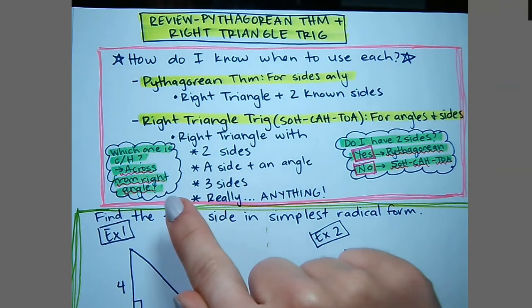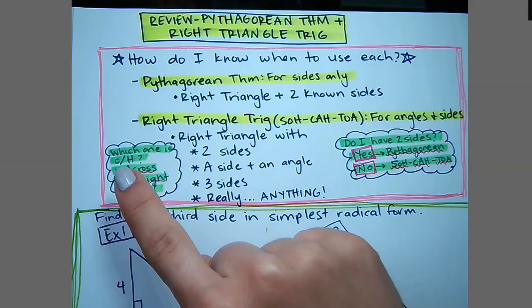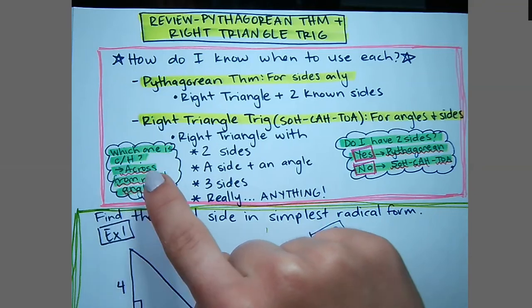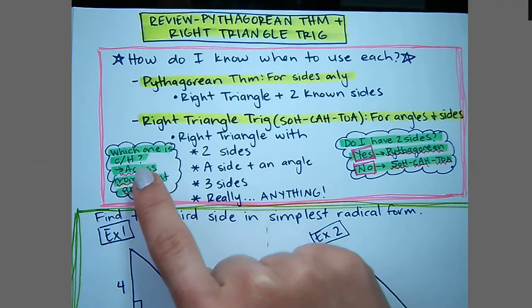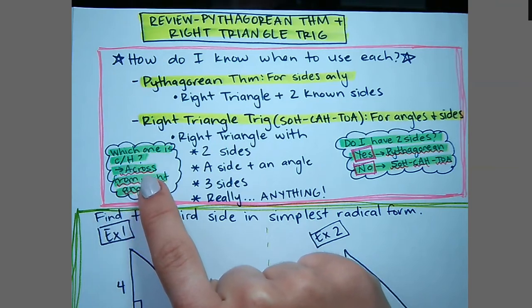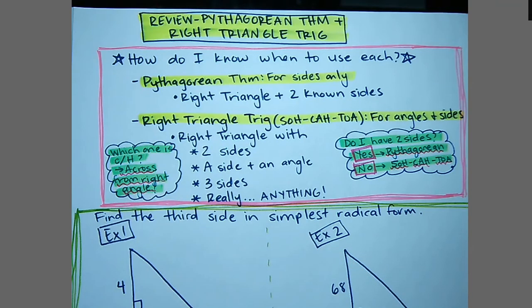How do you know which one is the longest side? So that's your c in a squared plus b squared equals c squared, or it's your H in SOHCAHTOA. That's just going to be across from the right angle. So I will show you how to do that in each of these problems.